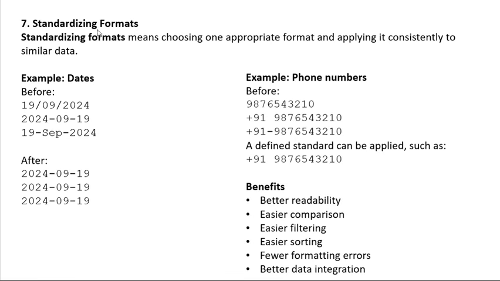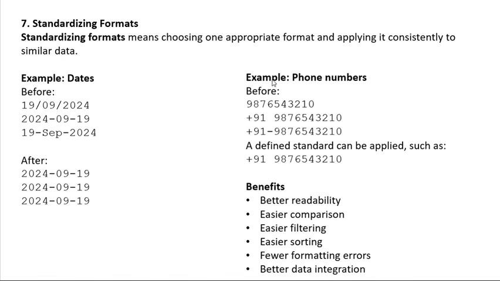The seventh is standardized formatting. Standardized formatting means choosing one appropriate format and applying it consistently to similar data. Dates can be given as day, month, year, or year, month, day, or day and month initial and then year. A standardized format looks like year first, then month, and last the date, and this is followed for all the values.